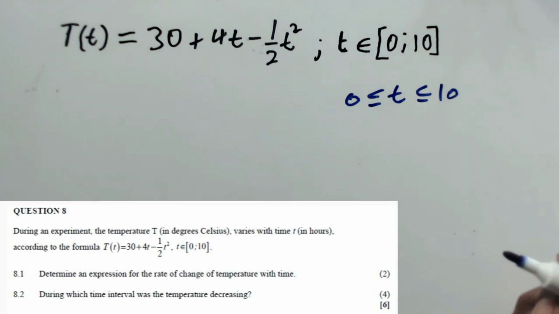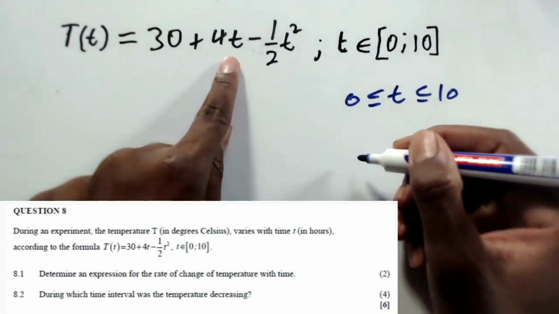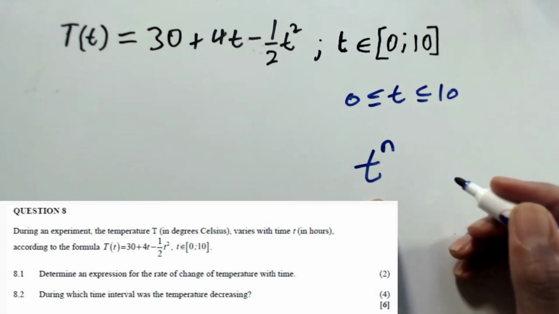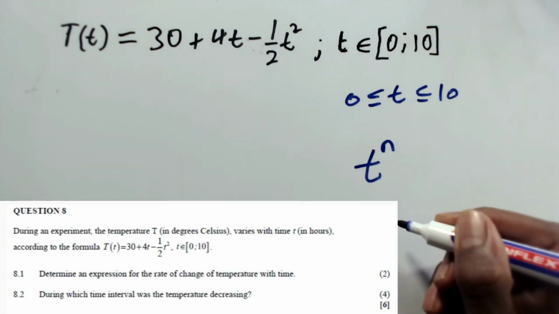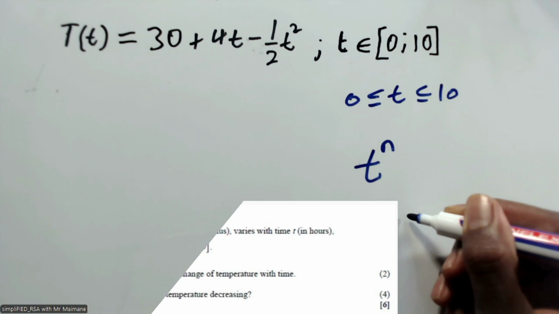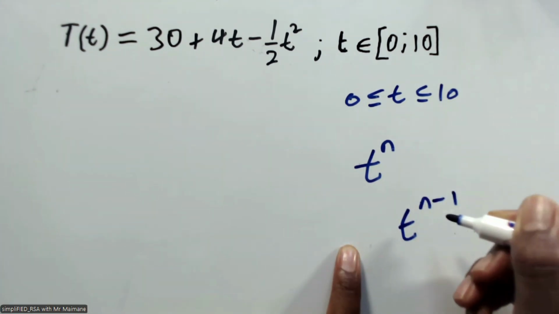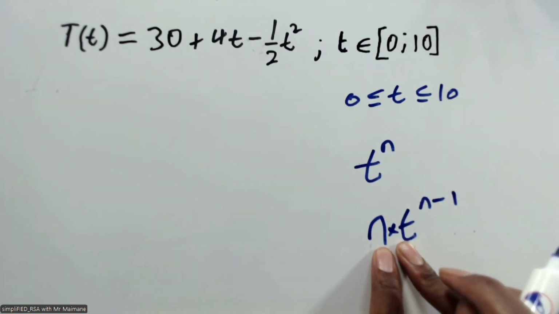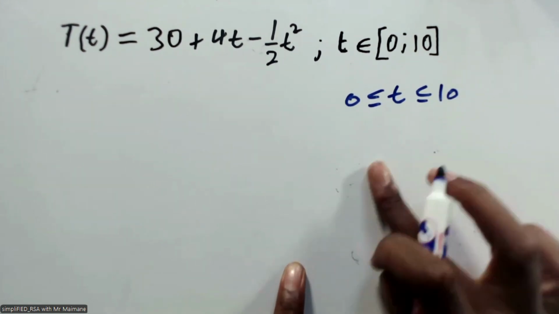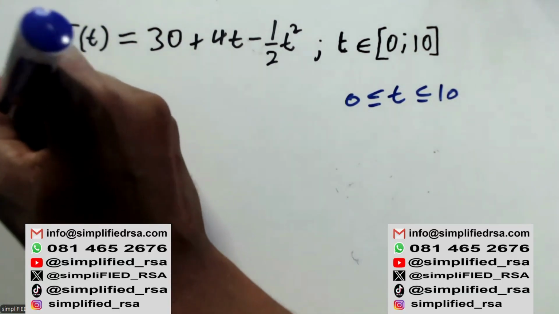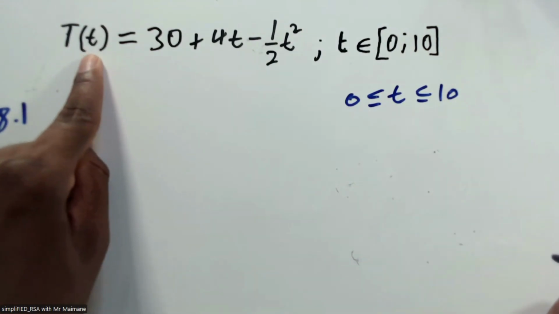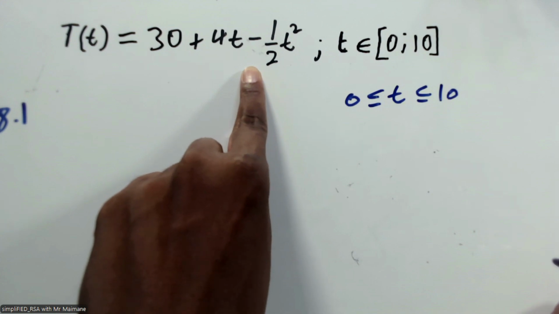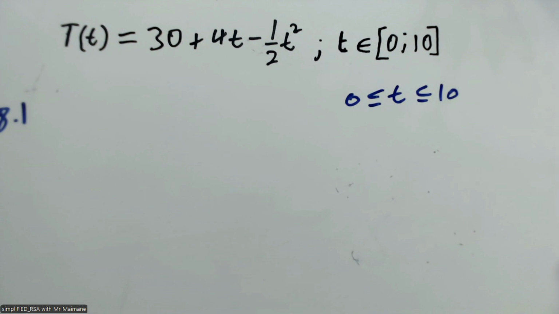Now that we're going to differentiate, I just want everyone to remember that if we want to differentiate t to the exponent n, the differential would be such that we subtract 1 from n and then multiply by the coefficient of t as well. This is the whole point of differentiation. I hope everyone still remembers that. So now 8.1, I have to show the expression of this formula for rate of change. And I said rate of change is the same as differentiating.